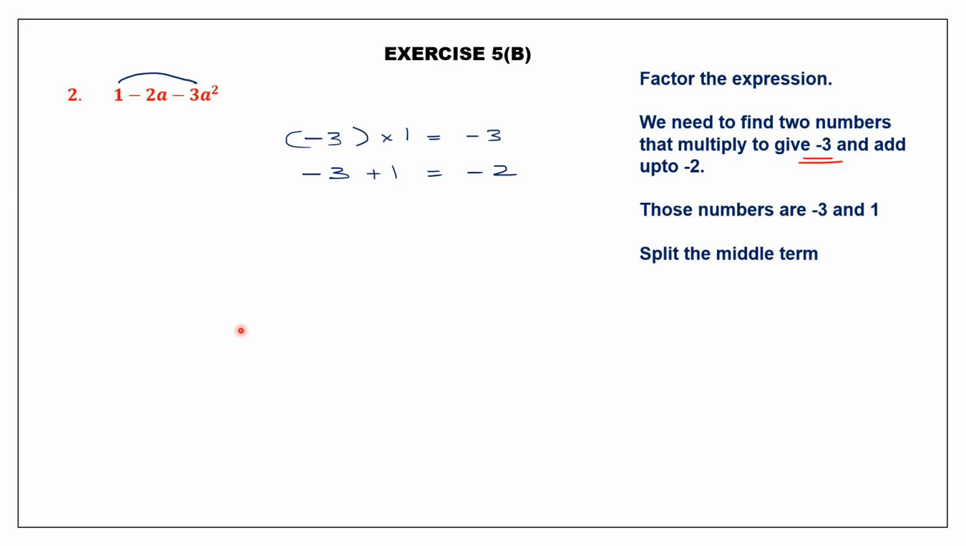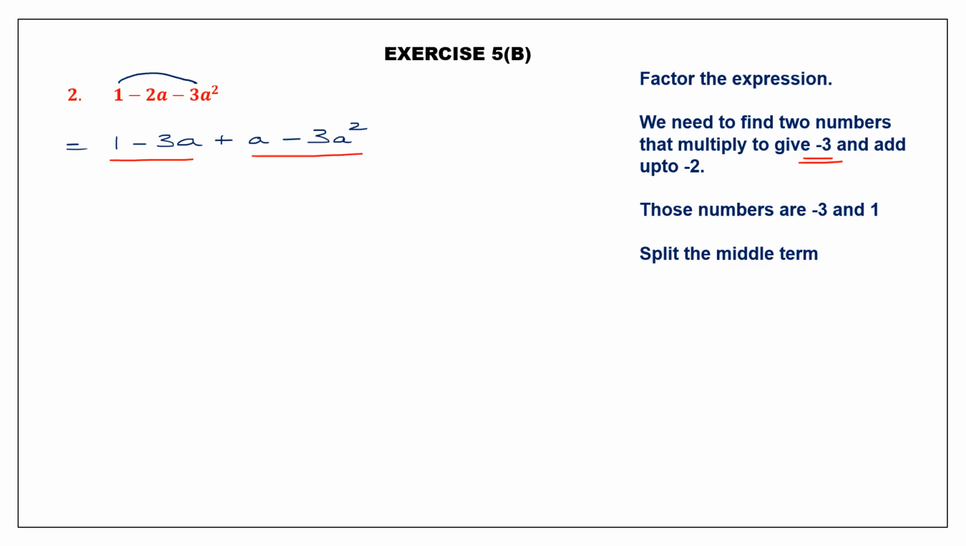Now we can split the middle term. So instead of writing negative 2a, we can write negative 3a plus 1a. So let's write that. So this is 1 negative 3a plus 1a, or simply a, and the last term negative 3a square. Now let's put them into groups. The first two terms into the first group, next two terms into the next group.